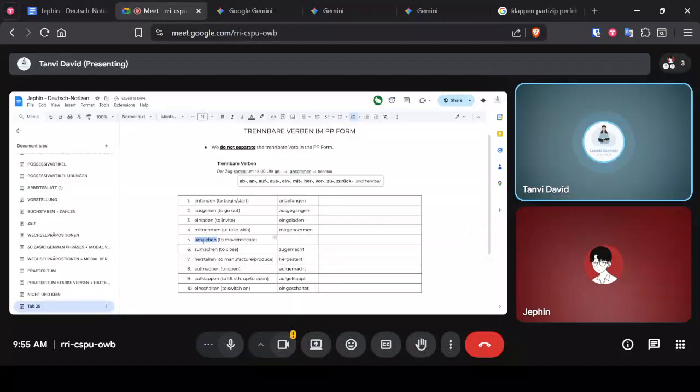All right. Then here we have umziehen, which is again a new word for you. Ziehen is gezogen. So umziehen will be umgezogen. Okay, which means to move or to relocate. Really, really important word. All right. Now I also have the sentences for these.